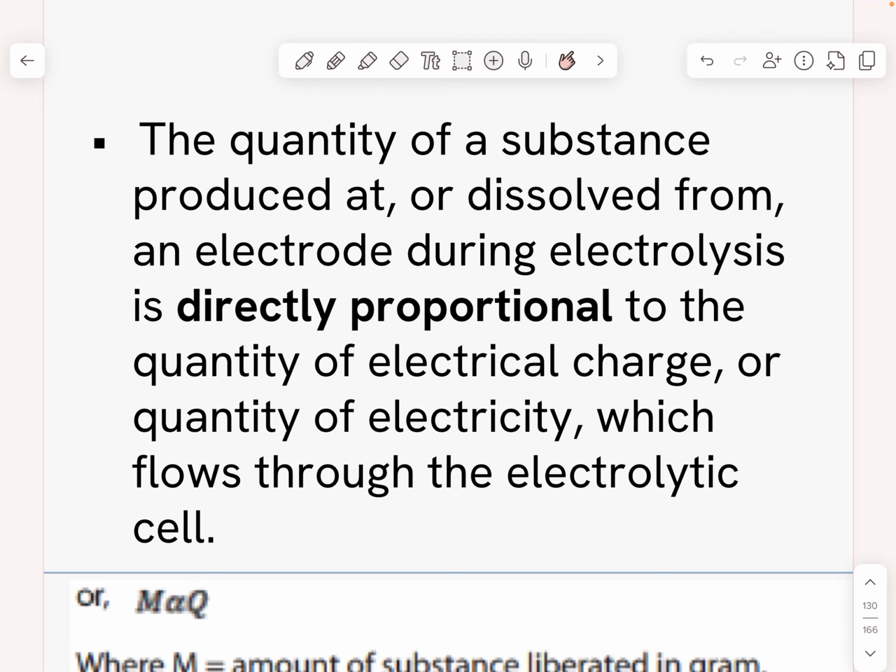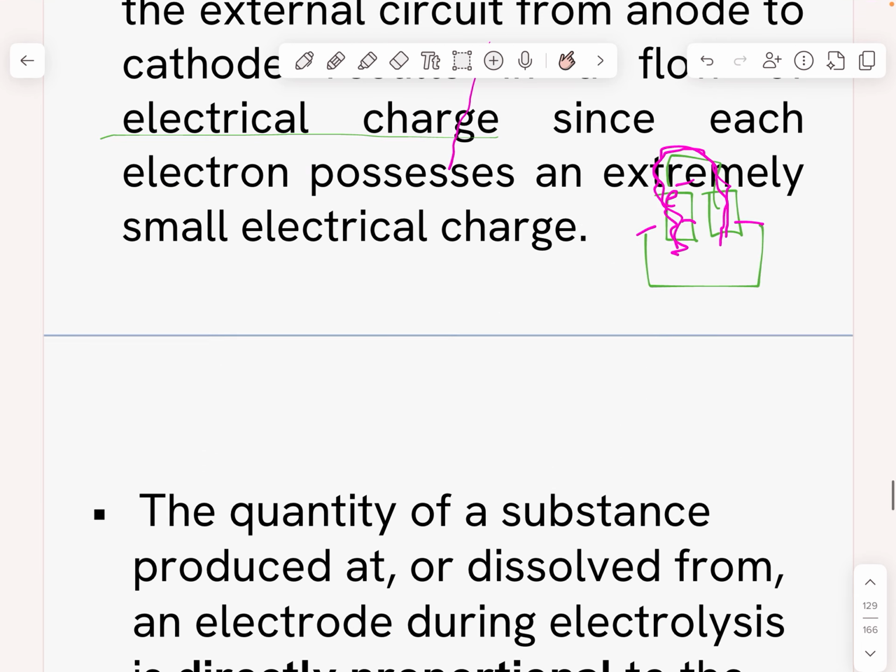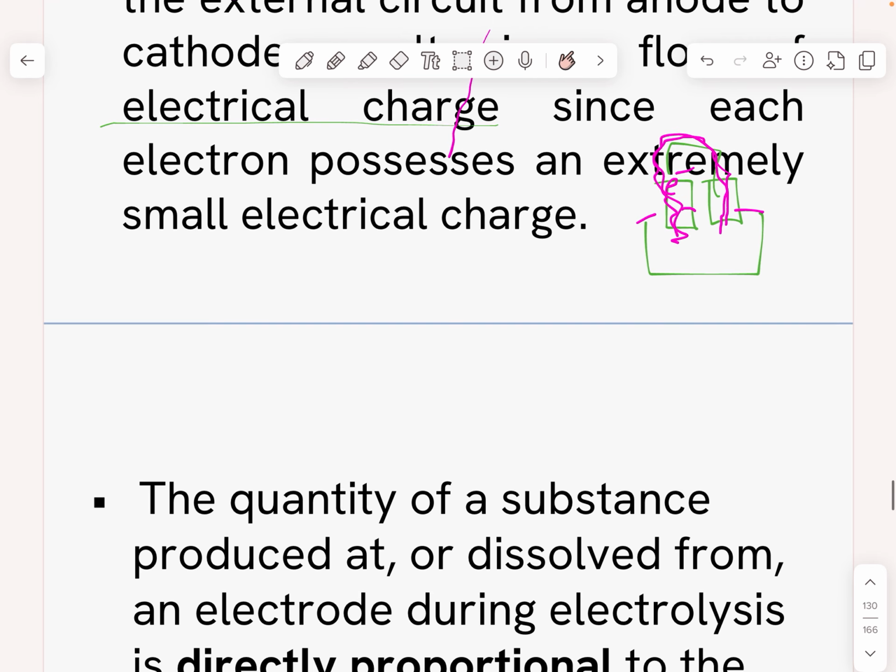I know that sounds like a lot, but what it is saying is that if a certain amount of electrical charge flows around the circuit, that certain amount of electrical charge will flow with a particular amount of electrons. Not only that, this particular amount of electrons will cause a certain amount of mass to be produced at the electrodes.